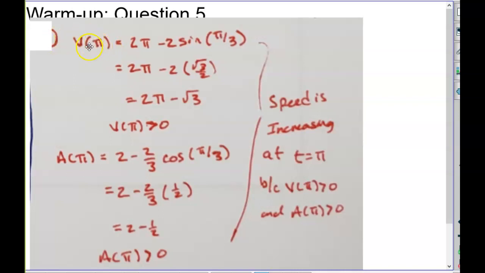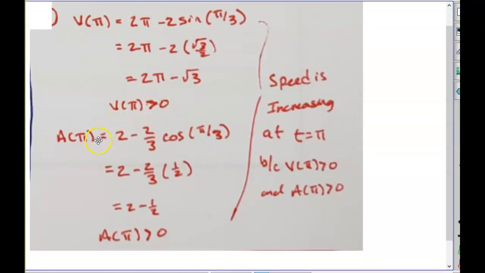So what I did was I took velocity at pi, evaluated it using the unit circle, and I found out that 2 pi minus the square root of 3, even though I didn't have a calculator, I knew that that was greater than 0. So we know that the velocity is positive at pi, and if we did the same thing for our acceleration equation, we end up getting the fact that acceleration is positive as well. So since both the velocity and the acceleration are positive, the speed would be increasing at time pi seconds.